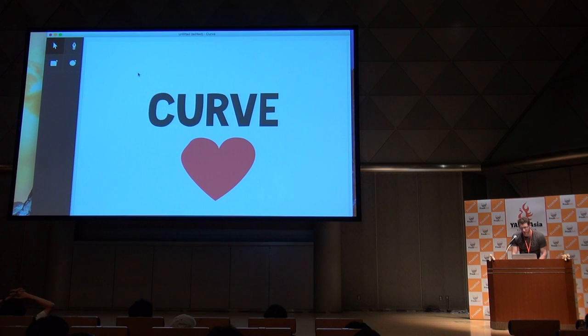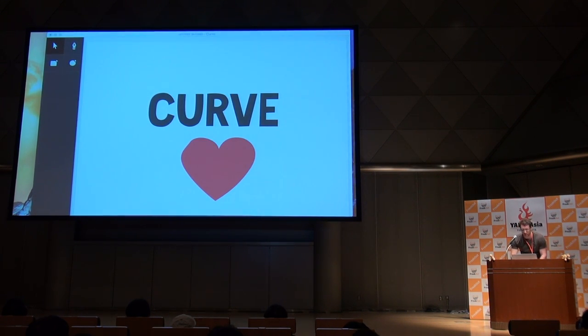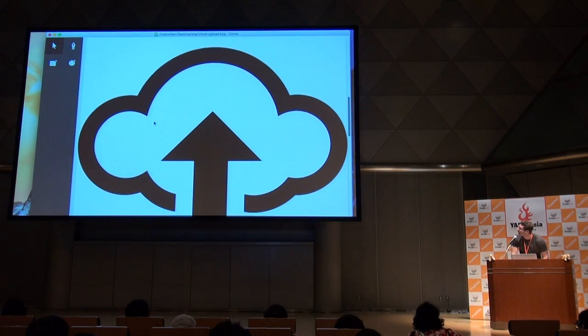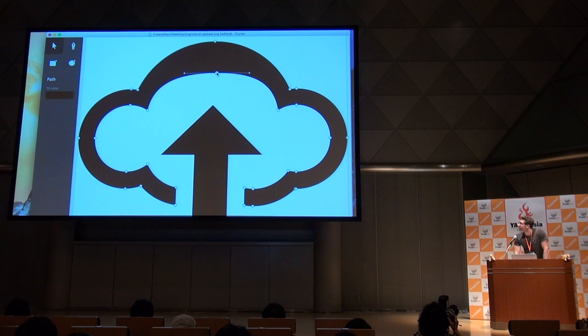Okay. So let's say we wanted to open something that already existed. Oop, it opens it on my screen. This is huge. Sorry about that. This is an icon that GitHub uses to indicate, like, upload. So there's an upload icon. What if we wanted to change it to be something else? So this is a weird perspective. Oop, let's do this. What do you guys think this is going to be?